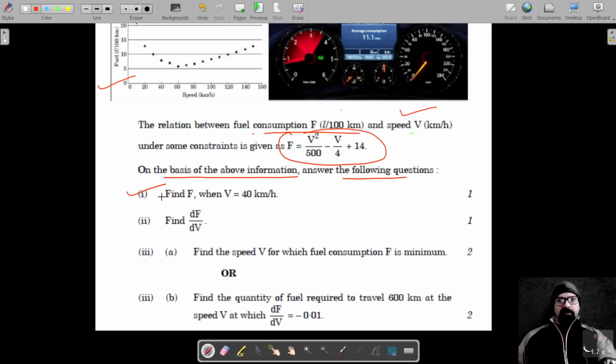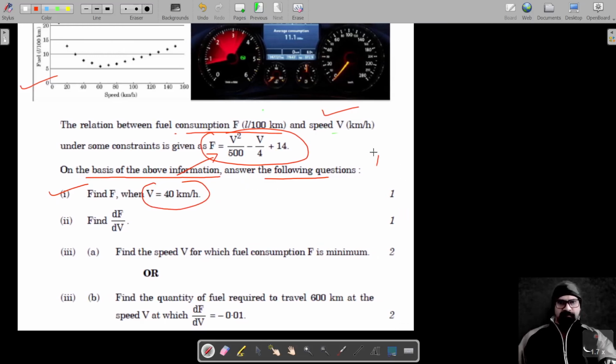The first one is where we have to find f when v is 40 kilometer per hour. So we are going to use this relation for the first one. We have to find the fuel consumption, which will be in liters for every 100 kilometers. So let's put in the value of v. So v is 40. So this is 40 square by 500 minus 40 by 4 plus 14.